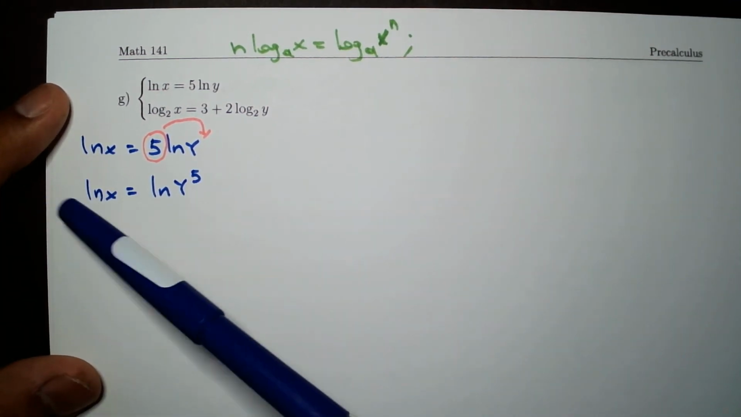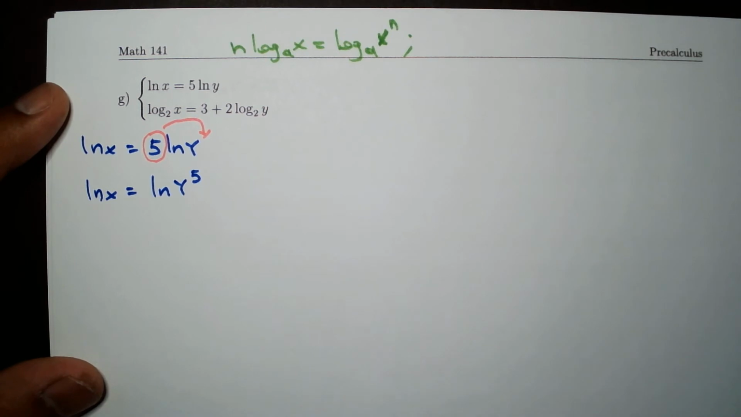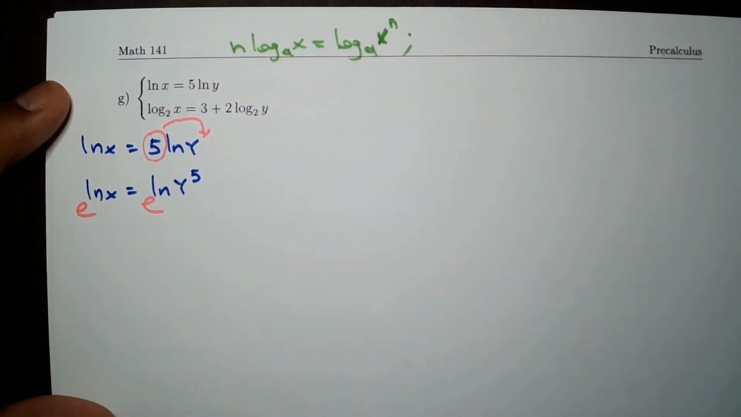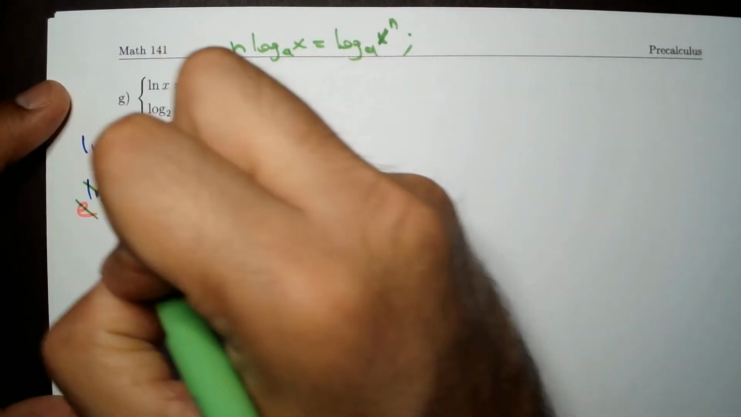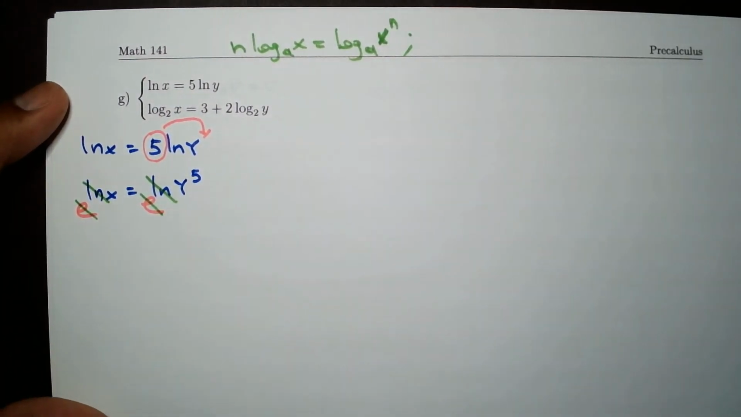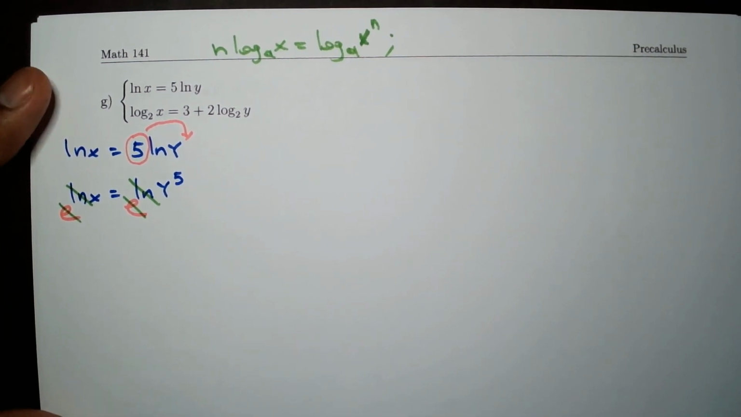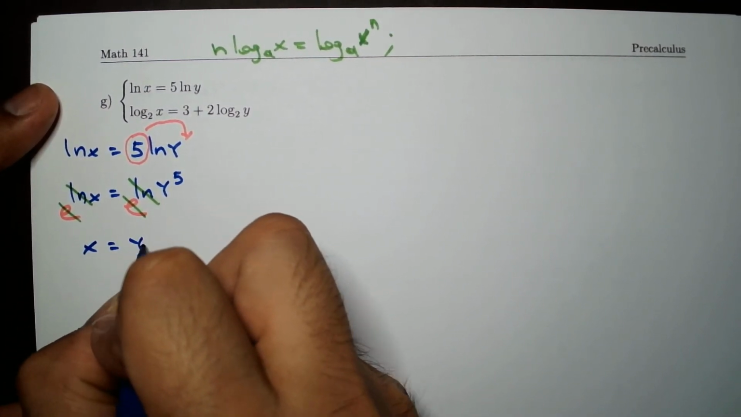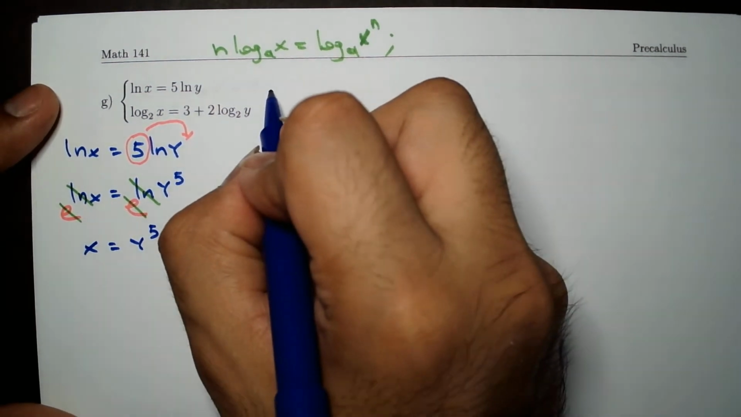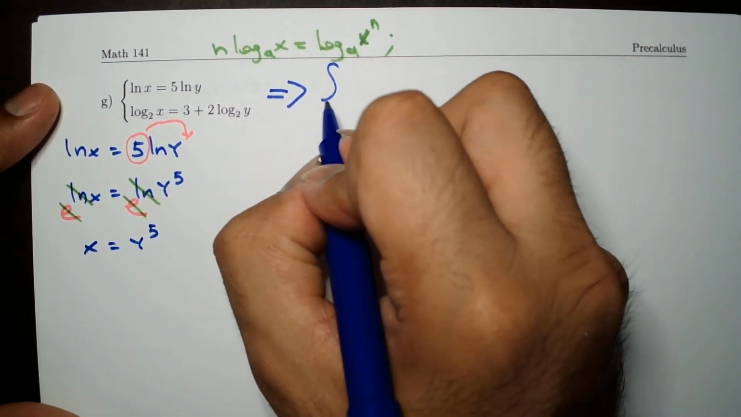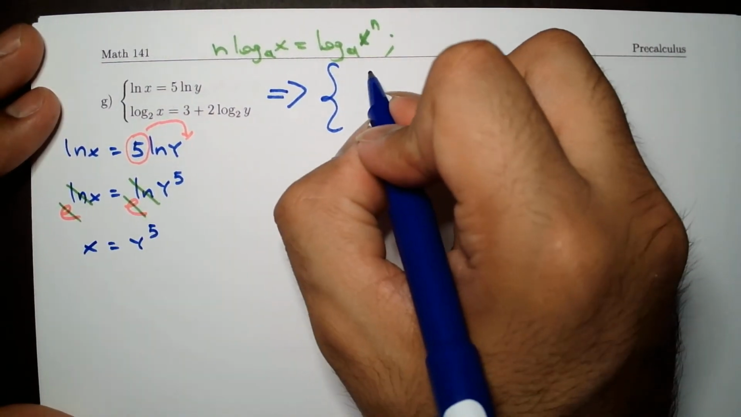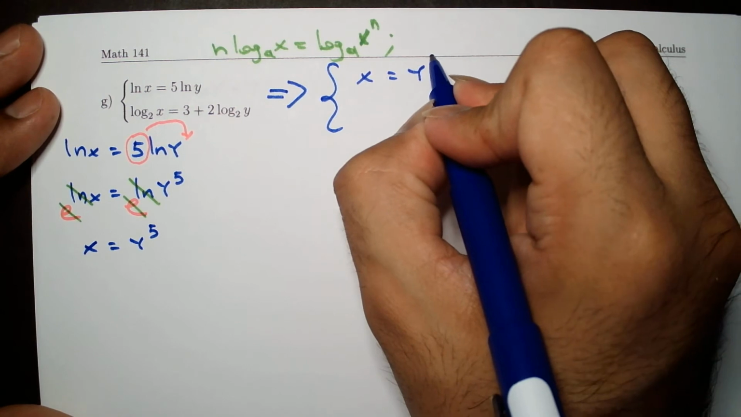And in this case, we can undo the ln's by exponentiating both sides base e. This is going to cancel e with ln, just the same way we did it a few chapters ago in the logarithmic and exponential equation section. So x equals y to the fifth power. So we are transforming the system into one that is a little bit simpler. So this equation becomes x equals y to the fifth power.